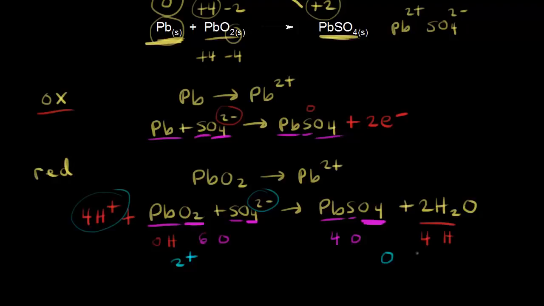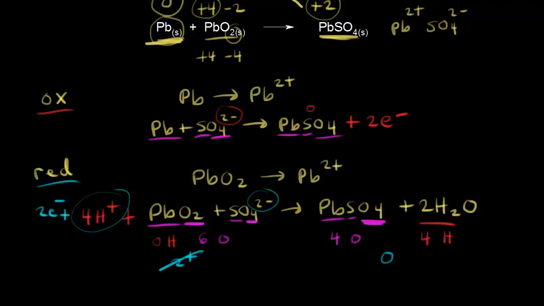So we need to add 2 electrons to the left side. If we add 2 electrons to the left side, we get our charges balanced. So now we have our reduction half reaction. Our reduction half reaction occurs at the cathode of our battery.